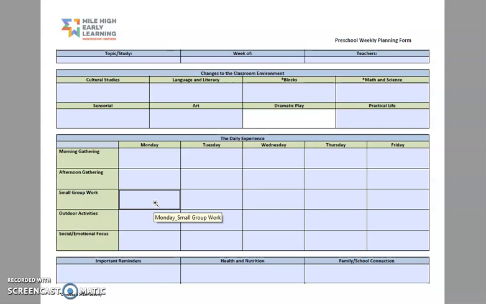So this would be where you list, we are going to do finger painting, or we are going to work on the ABC puzzle. Whatever it is that you have planned for that day that is small group work that is meant to support children, either the individual needs of children or a small group of children, would be done during this time. This is also something that can be repeated.